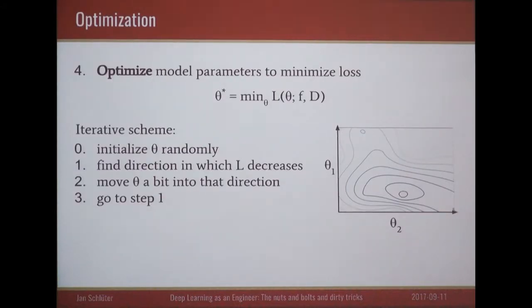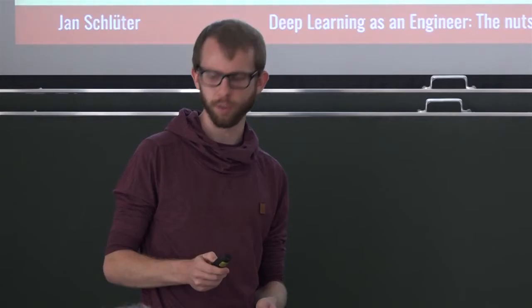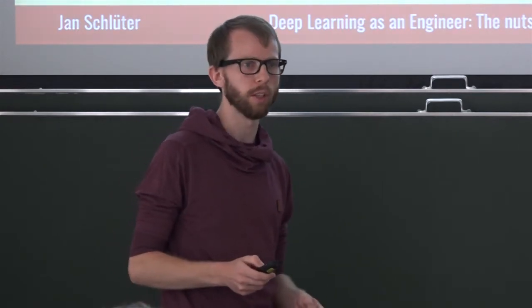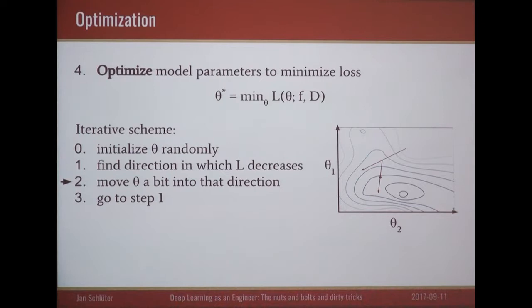And then we can start our optimization. Just a toy example with 2 parameters, 2 weights. We start by initializing the weights somewhere randomly. Then we figure out which direction locally the loss decreases. And then we move a little bit in this direction. Then again, we figure out in which direction locally the loss decreases, and we move a little bit. And we go on like this until finally we end up at the minimum.